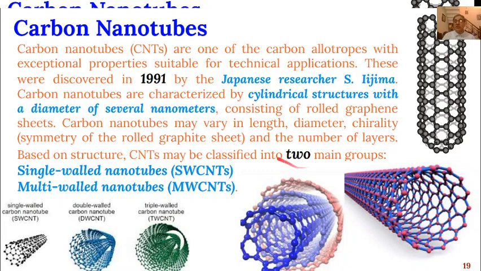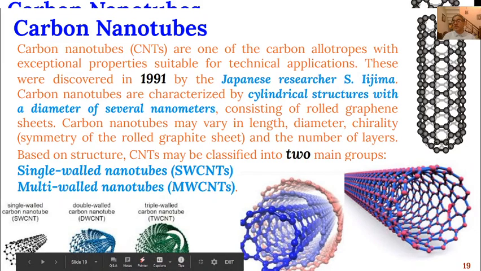Based on the structure, they have been classified into two main groups: single-walled nanotubes and multi-walled nanotubes. If a single sheet of graphene is rolled, then single-walled nanotubes are formed. If more than one graphene sheet is rolled into a nanotube, then we call those multi-walled nanotubes. So if a single graphene sheet is there, it is a single-walled carbon nanotube. If two graphene sheets are rolled together, it is a double-walled carbon nanotube. If three graphene sheets are rolled together, then triple-walled carbon nanotubes are formed.